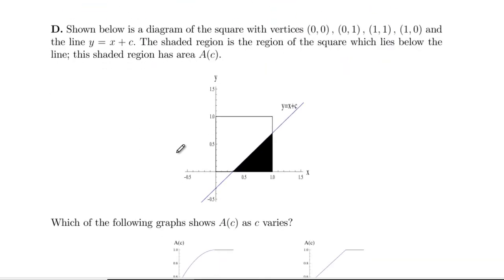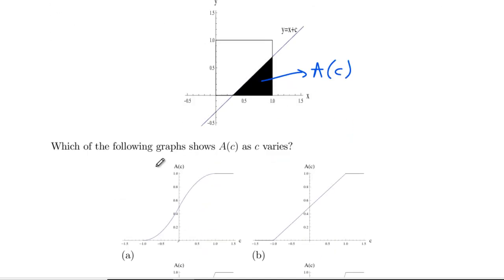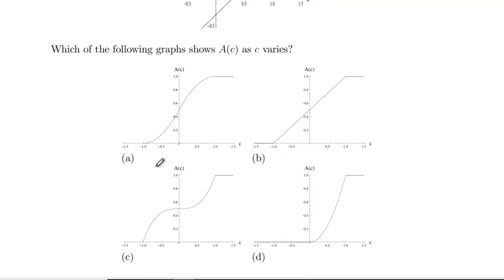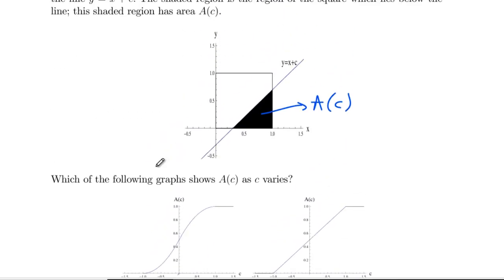Question D. Shown below is a diagram of a square with vertices (0, 0), (0, 1), (1, 1), (1, 0). Right, a unit square. Right, I could have said that. The line y equals x plus c is there. The shaded region is the region of the square which lies below the line. That has area A, a function of c. So c is varying around. Which of the following graphs shows A as c varies?